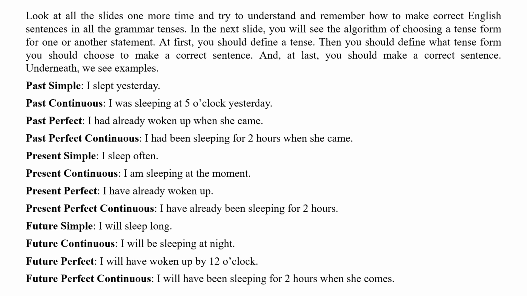Look at all the slides one more time and try to understand and remember how to make correct English sentences in all the grammar tenses. In the next slide, you will see the algorithm of choosing a tense form for one or another statement. At first, you should define a tense. Then you should define what tense form you should choose to make a correct sentence. And at last, you should make a correct sentence.